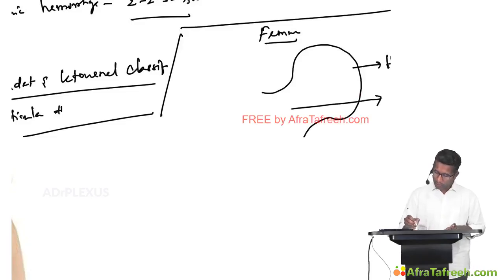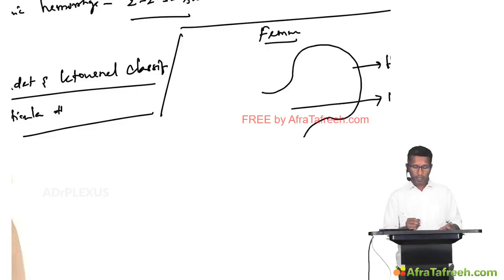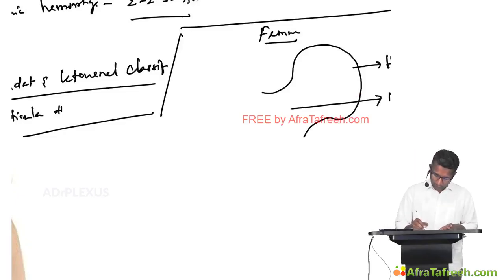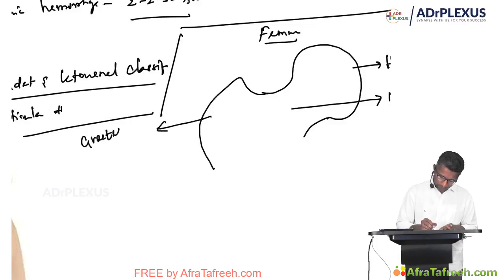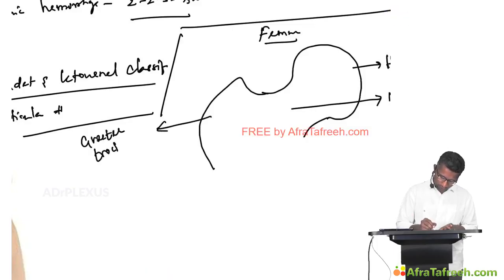Next, below the head of the femur, you get the neck of the femur. If you trace the superior aspect of the neck of the femur, it forms a projection called the greater trochanter of the femur.